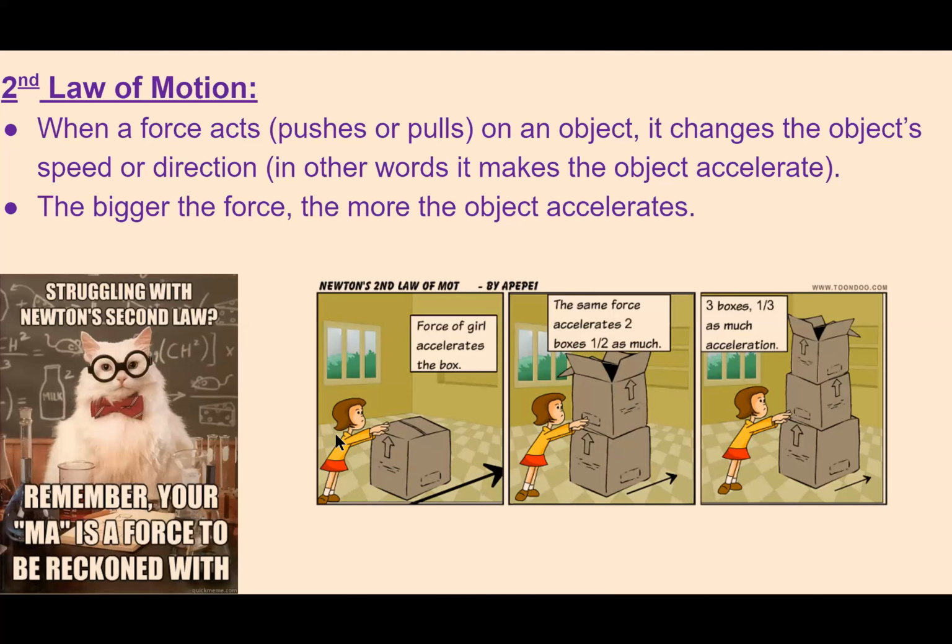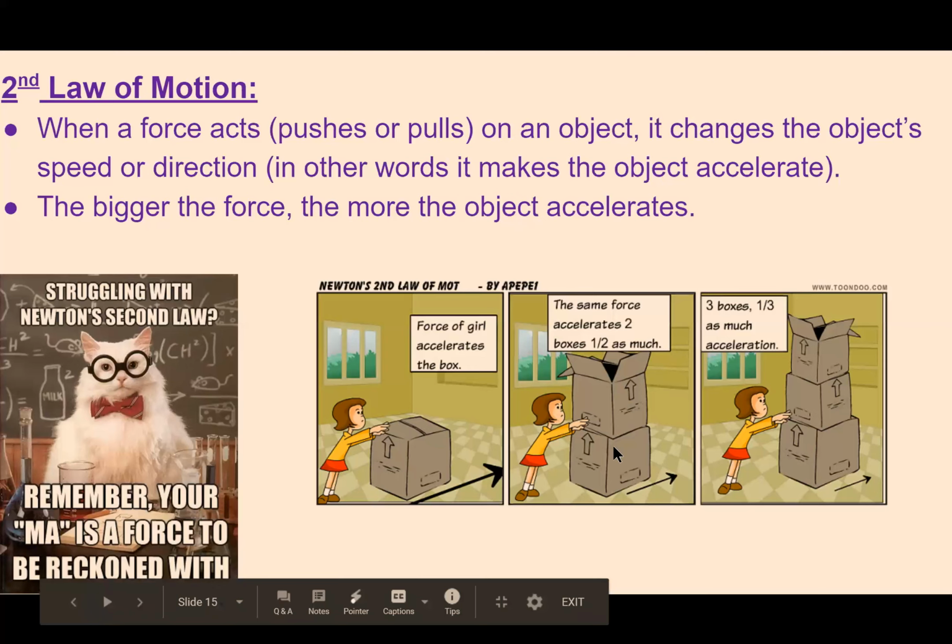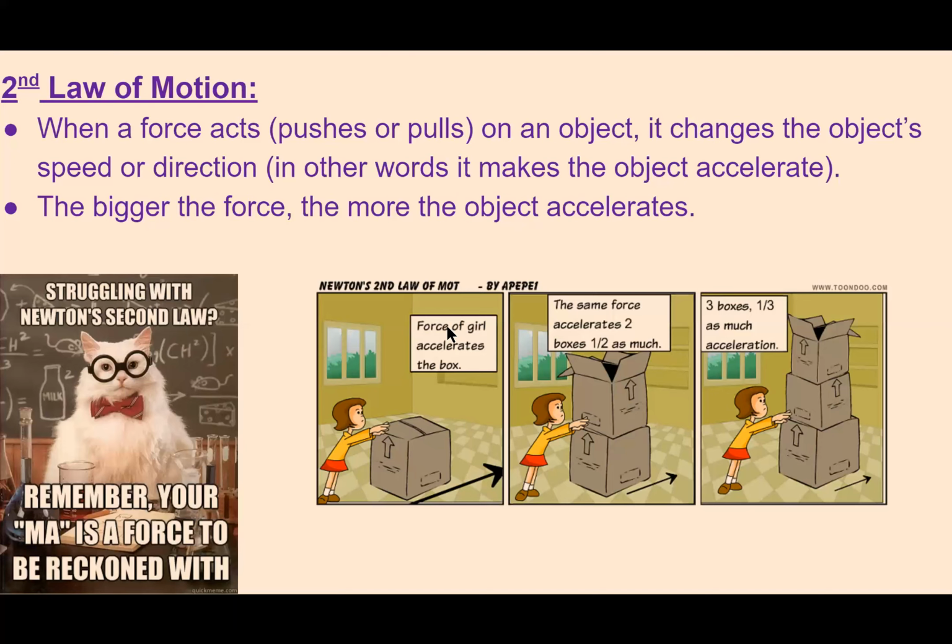So this girl is going to have to overcome what force? Overcome gravity and friction. So the force of the girl then accelerates the box. The same force would accelerate two boxes only half as much. Or said another way, she would have to use twice the amount of force or work to move two boxes the same distance as she moved the first box. I'm going to have to rewind and hear that again. Three boxes would only get a third as much acceleration as the first one.